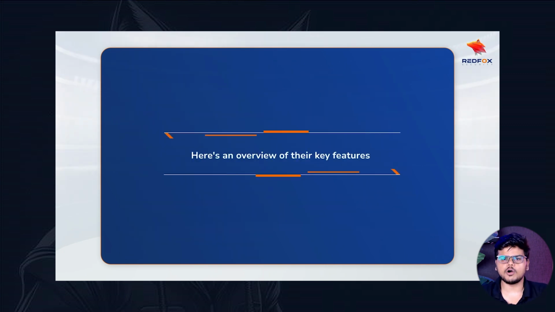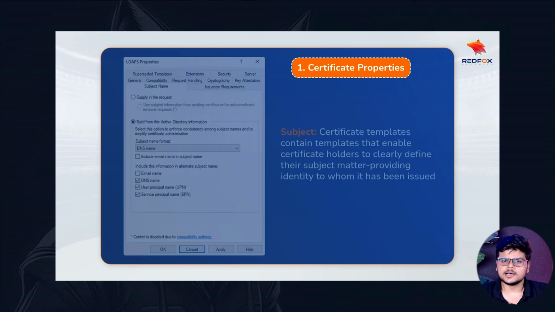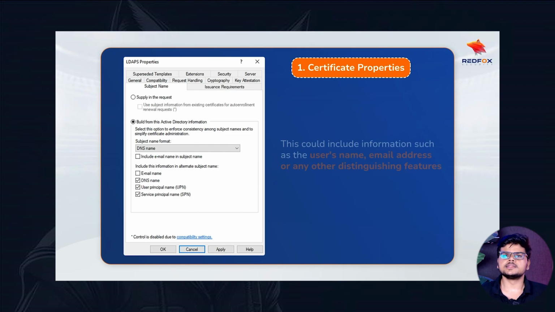Here's an overview of their key features. Let's start with certificate properties. The first one, certificate templates contain templates that enable certificate holders to clearly define their subject matter, providing identity to whom it has been issued. This could include information such as the user's name, email address, or any other distinguishing feature.